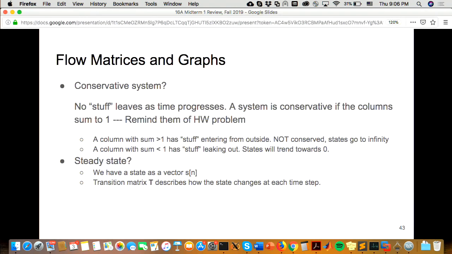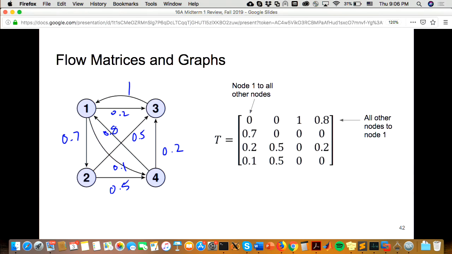So let me ask you one question. Does the system look conservative to you? Yes, right? All of the columns sum up to 1. So no new stuff enters the system, no stuff leaves the system. Stuff can be water, it can be people surfing from web page to web page. It can be anything that we want to describe in this dynamical model. It can be the emotions of Romeo towards Juliet, and vice versa.